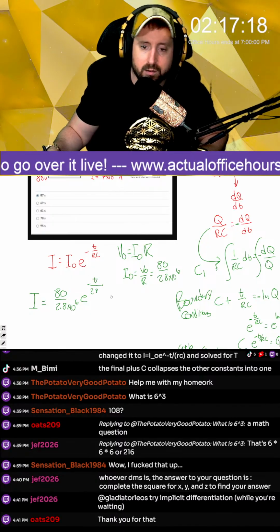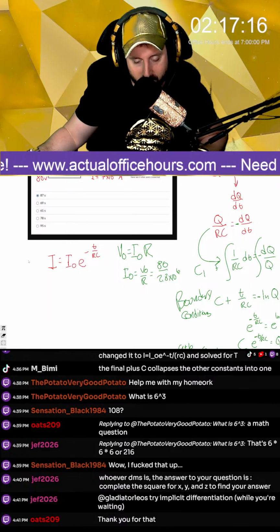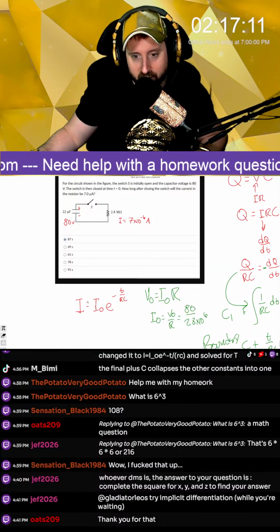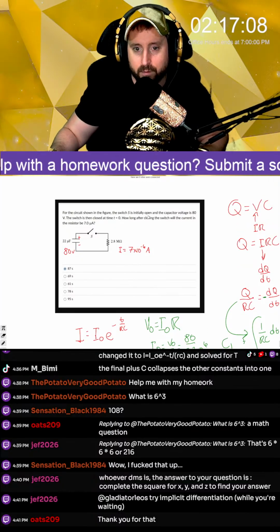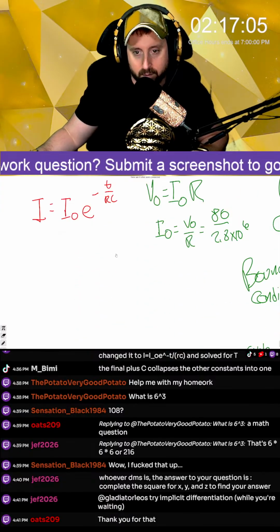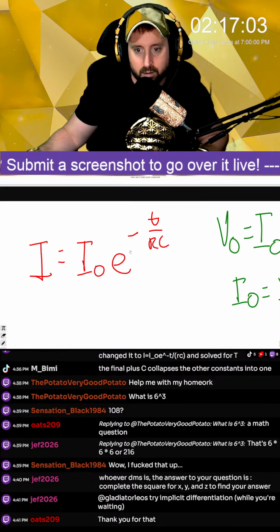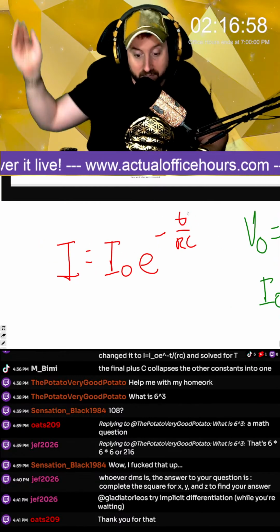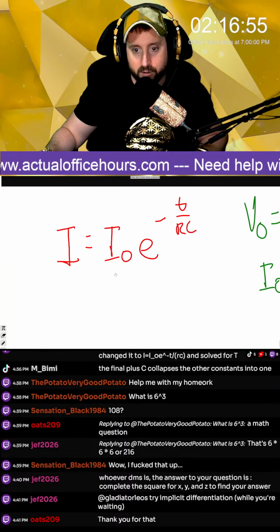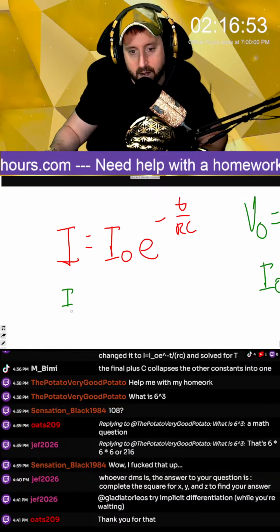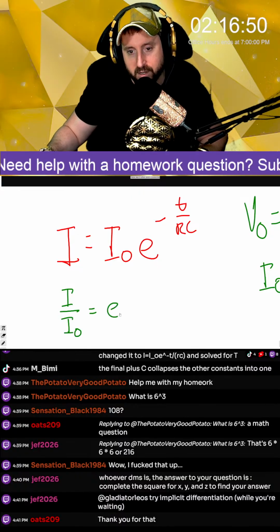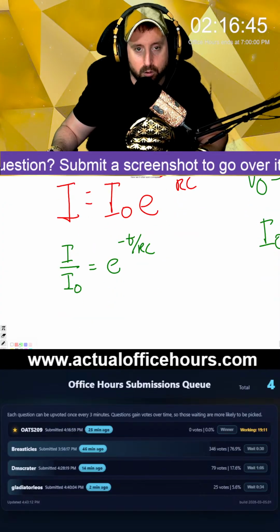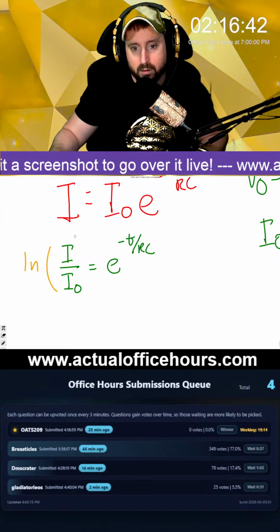So 2.8. Actually, let me solve for t first. Sorry, let me make life easy, because otherwise we're going to just write a bunch of numbers in. Oh no. That sucks. We were trying to solve for the time. Solving for time. This is in the exponent. The way we know to get things out of exponents is to use logs. So the first thing I'm going to do is move this over. So I'm going to get I over I naught is equal to e to the negative t over rc. Then I'm going to take the natural log of both sides.